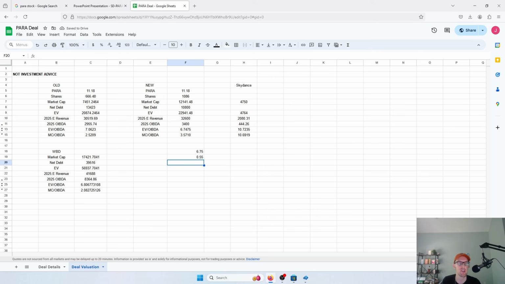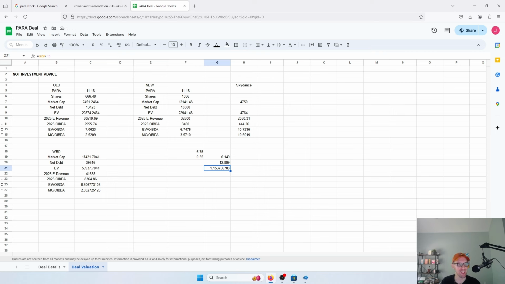trading at when the deal is made, which means you'd get just north of half a share of Paramount. If it continues to trade at 11.18 when the deal is made, you'd essentially get about $6.15 worth of shares at today's prices, or about a 15% bump off of where it's trading today, which doesn't seem like a terrible deal to me.